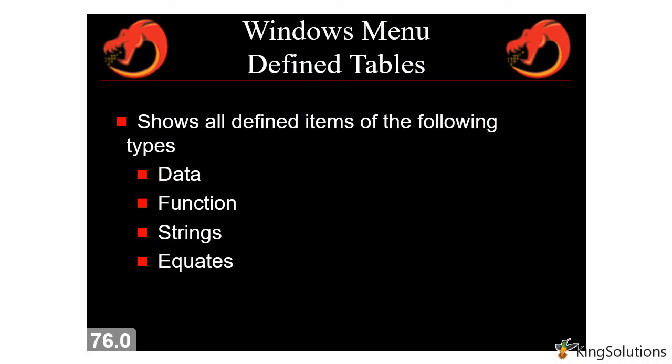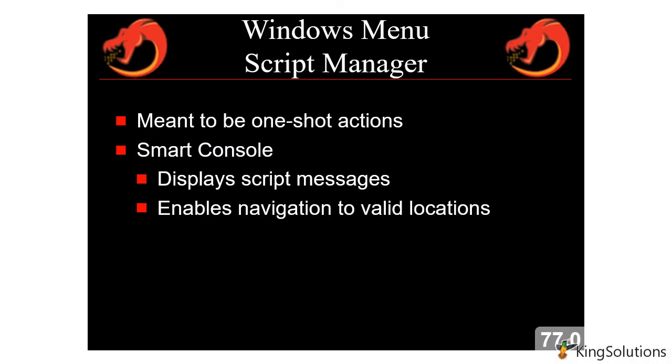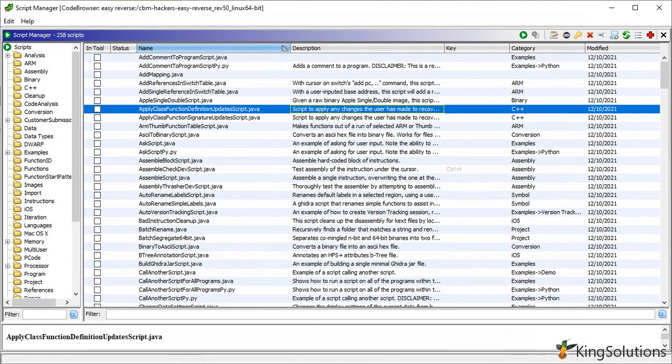Windows menu. Script Manager. Unlike plugins that stay around once they are configured, scripts are meant to be one-shot actions. To open the Script Manager, go to Windows, Script Manager. To run a script, select it in the Script Manager and either double-click the table entry or click the green circle icon. Any script messages will be displayed in the Smart Console. Being smart, if the console recognizes a label or address, you can click on it in the console to navigate in the listing.